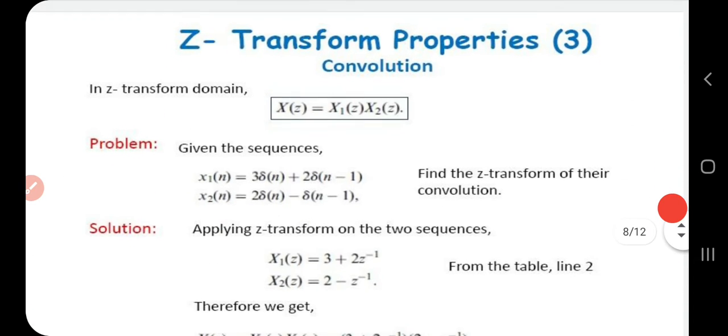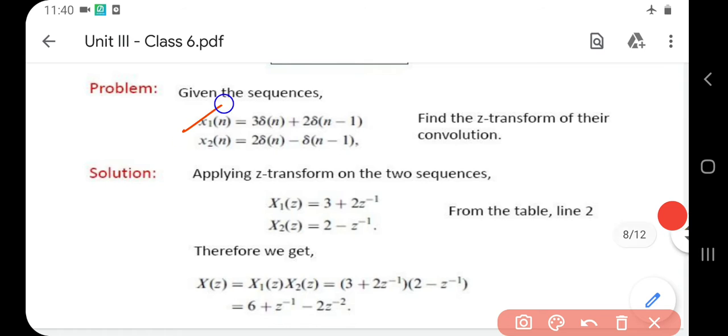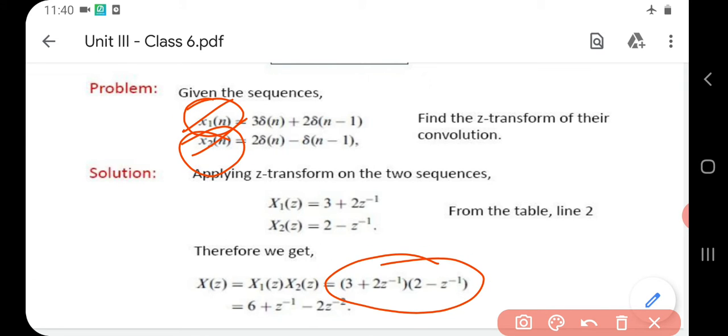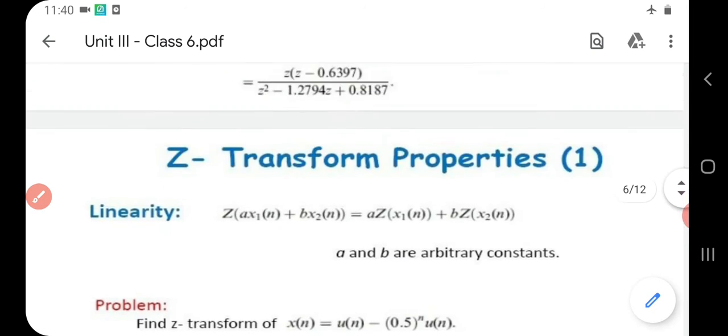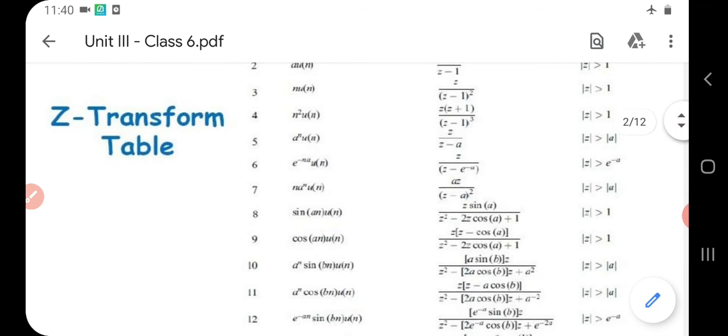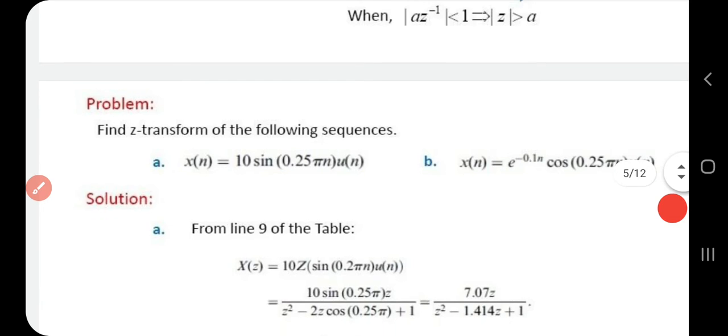Okay. Next is a problem related to convolution. You are given two questions. Now you are asked to find the convolution, meaning you are to find the z transform of this one, then the z transform of this one, then you have to multiply them. So what will be the z transform of 3 delta n? So delta n, the z transform as per the table, it is 1. Okay. So what will be here when you take the z transform?